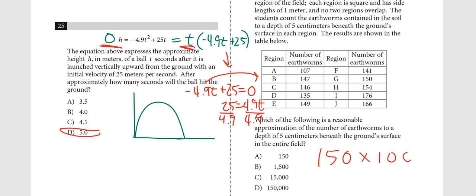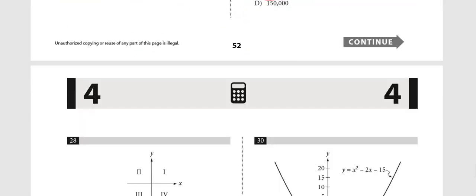150 times 100. What do we get? 15,000? It wasn't that bad of a question. We used the information we saw to kind of help us.